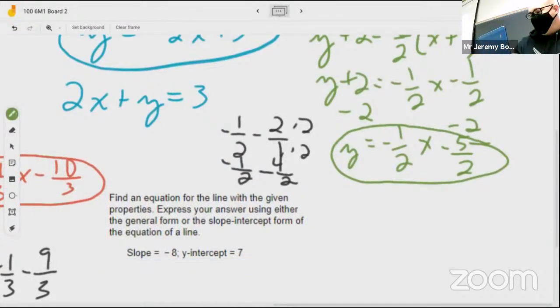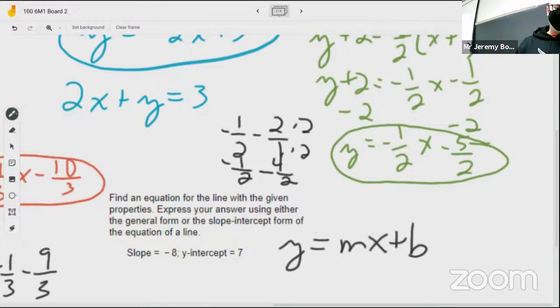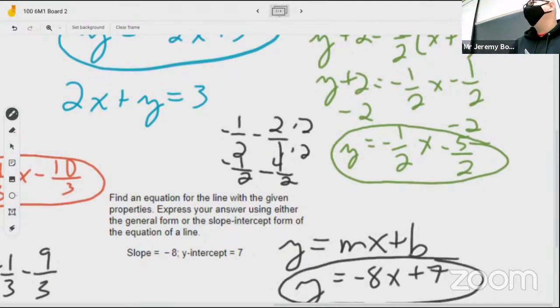remember, if they give you the slope and the y-intercept, remember that y equals mx plus b, the slope-intercept form, that's all you need. So this is just going to be y equal to negative 8x plus 7. So you could plug in the y-intercept. That is the point 0, 7. Right? We know that y-intercept x is 0, y is whatever the value is.